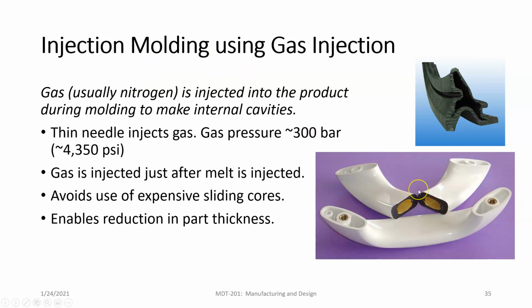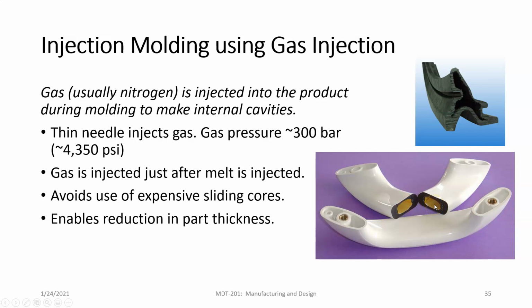Injection molding using gas injection. In this case, we have the molds that we inject the plastic into, but then we add a gas element to inflate and puff up the plastic so that it rests in the die and we get a hollow channel.